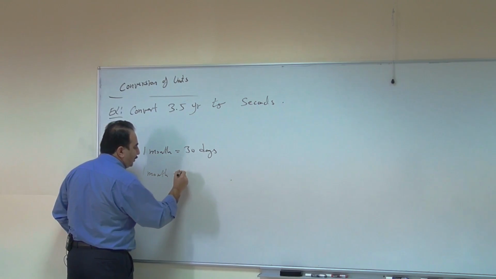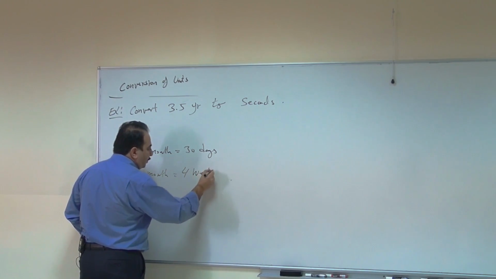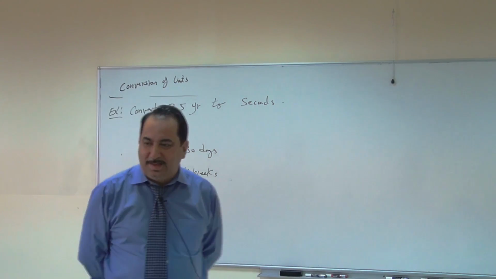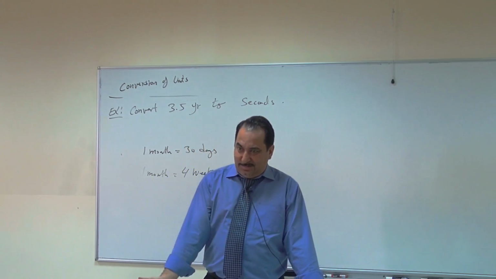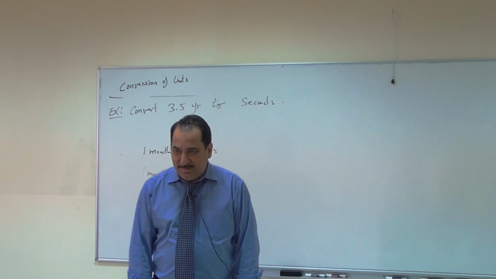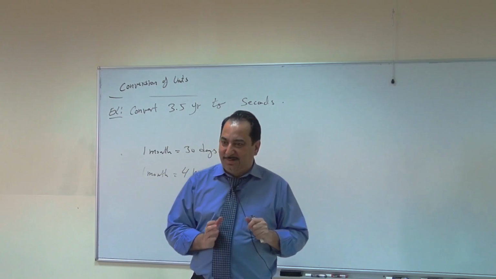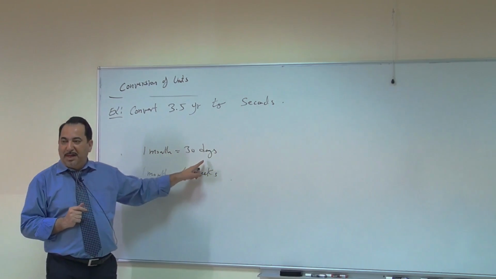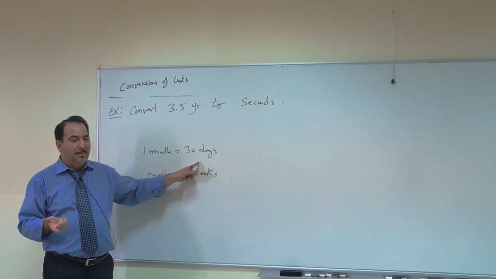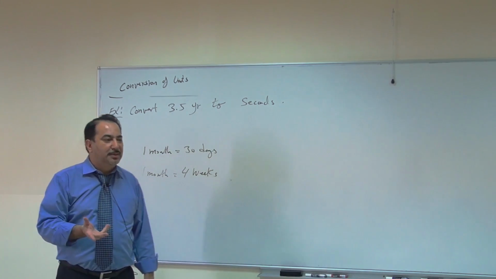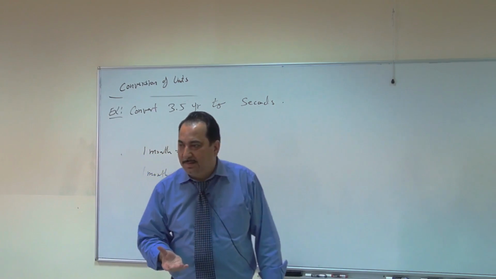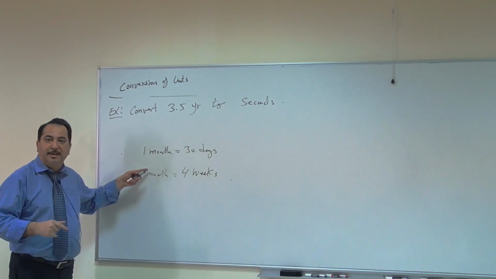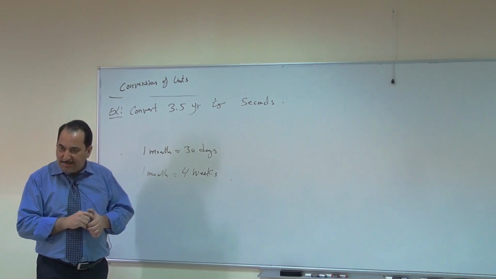4 weeks. A month is 4 weeks exactly? 28 days. Yes, 7, 7, 7, 7. So this is wrong, right? Or a month, 30 days? No, sometimes 30, sometimes 31, sometimes 28. So going this way gives you the wrong answer.